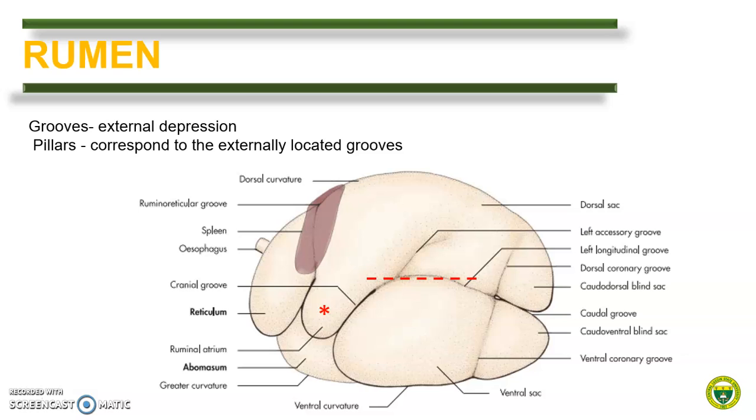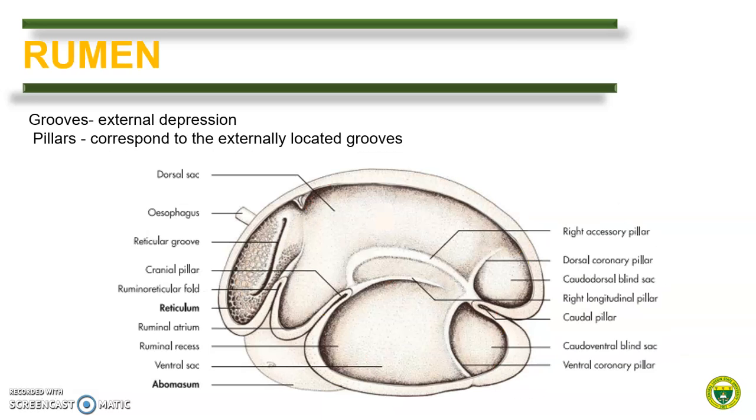The cranial end of the dorsal sac is called the cranial sac or ruminal atrium, while the cranial end of the ventral sac is called the ruminal recess. The dorsal and ventral coronary grooves constrict the caudal ends of the dorsal and ventral sacs, forming the caudodorsal and caudoventral sacs. The ruminoreticular groove separates the cranial sac of the rumen from the reticulum.